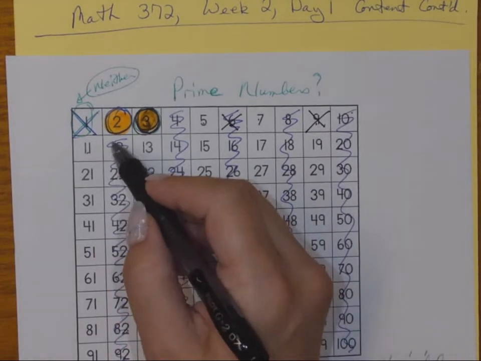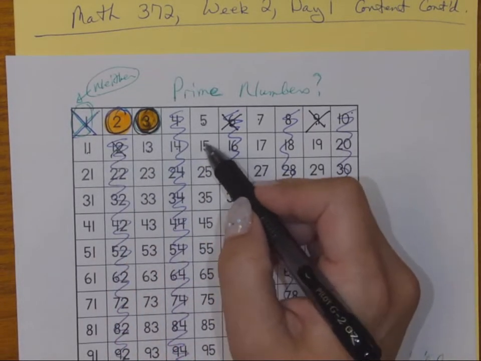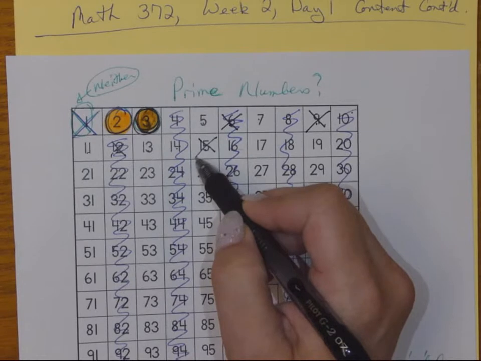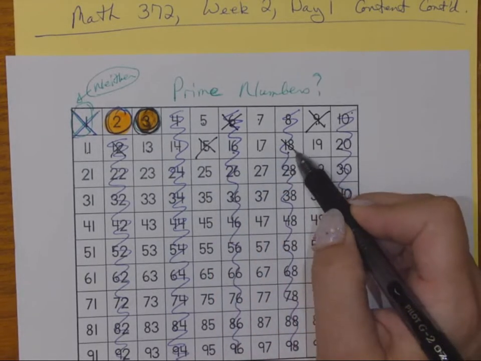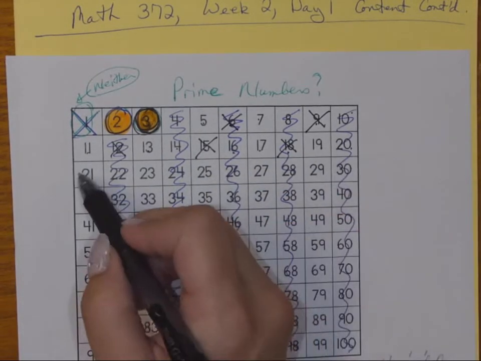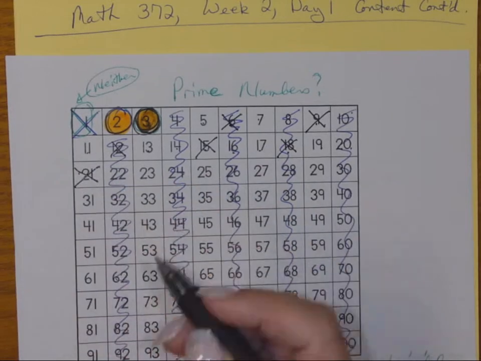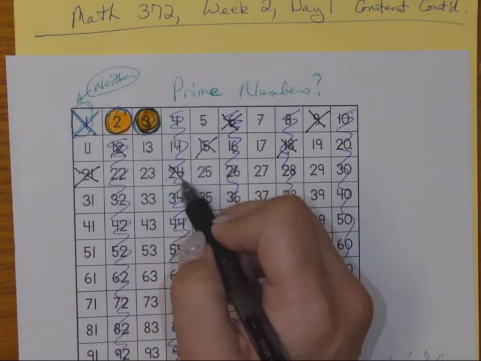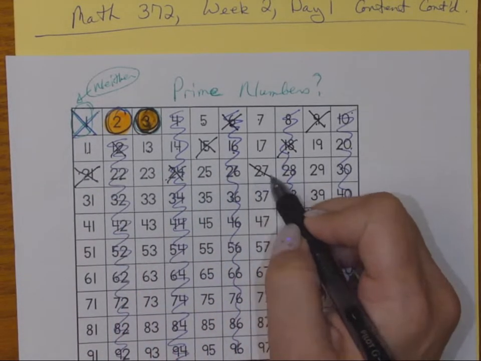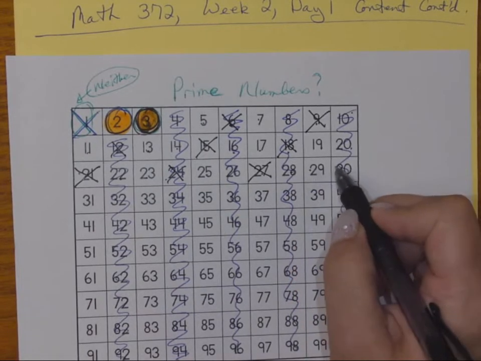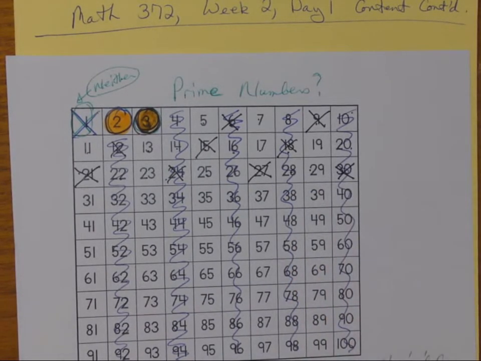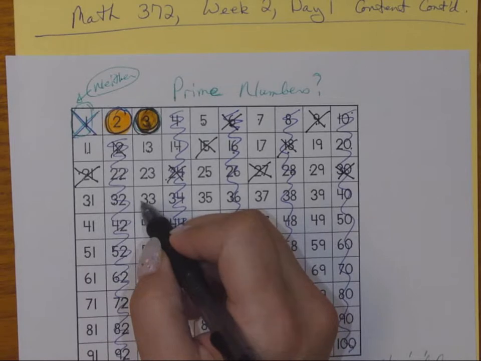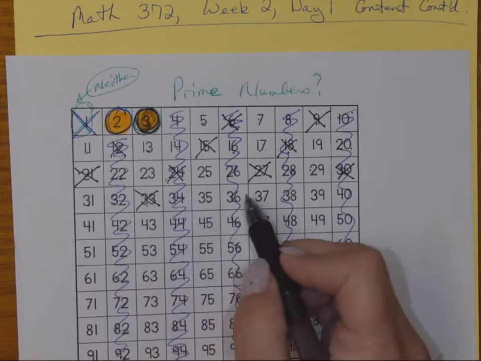1, 2, 3. 12 is already gone. 13, 14, 15. That one wasn't gone yet. 16, 17, 18. 18's gone. 19, 20, 21 wasn't gone yet. So you can count along if you want to. And we're pretty good with, hey, that's a multiple of 3. So it's a number that is divisible by 3. That's what a multiple of 3 means.